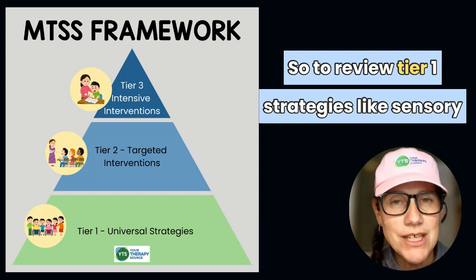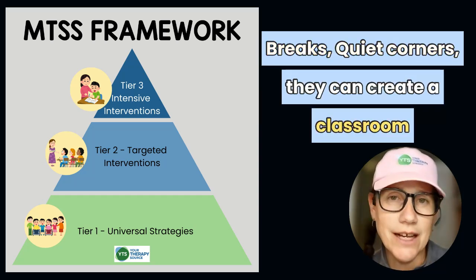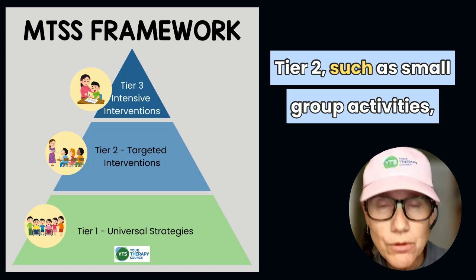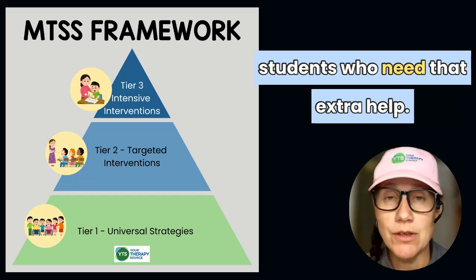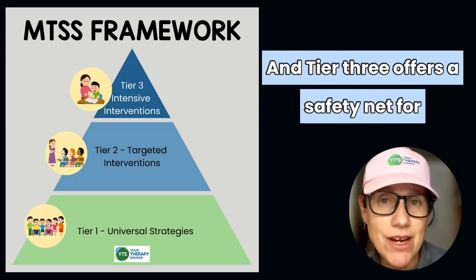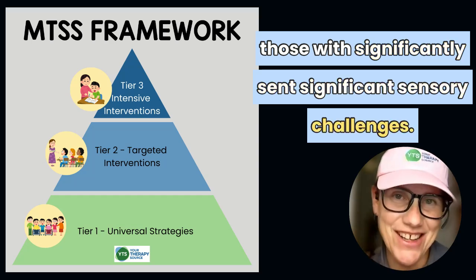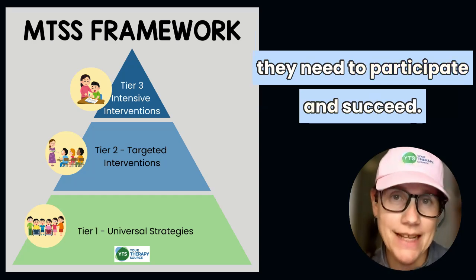So to review, Tier 1 strategies like sensory breaks and quiet corners can create a classroom environment where every student feels supported. Tier 2, such as small group activities, is what provides focused support for students who need that extra help. And Tier 3 offers a safety net for those with significant sensory challenges, and we provide the tools and strategies they need to participate and succeed.